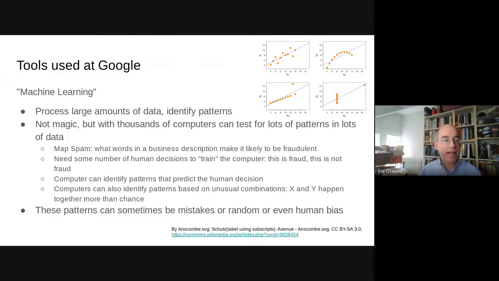A very important thing is that these patterns can sometimes be mistakes or random, or even introduced by human bias. If there's something about the human decision that is training the computer that is biased, then the computer will recognize that bias and will try to apply it itself. It really does not understand, in a human sense, what it's doing. It's just trying to identify patterns, match them to some criterion that you've assigned it, and it's only as good as that human definition of the problem is.